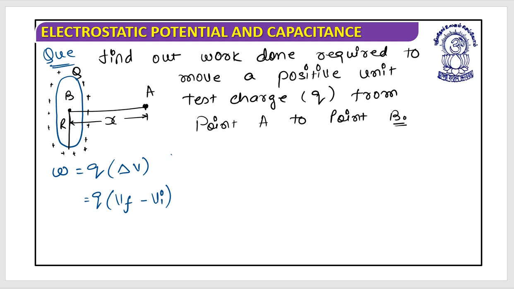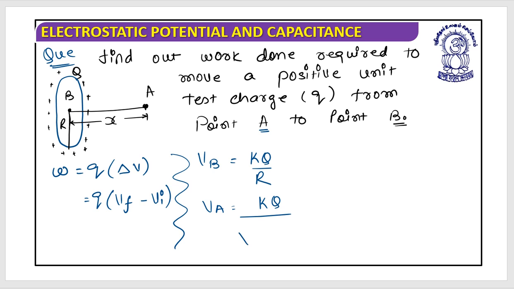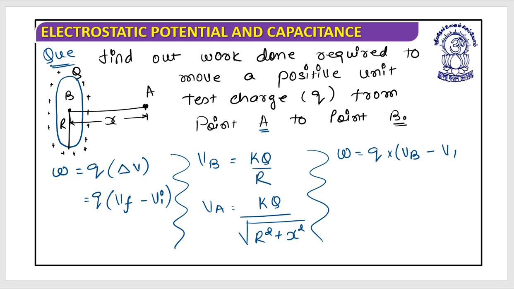So if I need to write this down, my V final, from where to where I need to shift? I need to shift it from point A to point B. So potential at point B, that would be KQ by R, and potential at A would be equal to KQ divided by root of R square plus X square. So if I need to find out the work done, it is Q multiplied by V final, point A to point B. So finally it is potential at point B minus potential at point A.